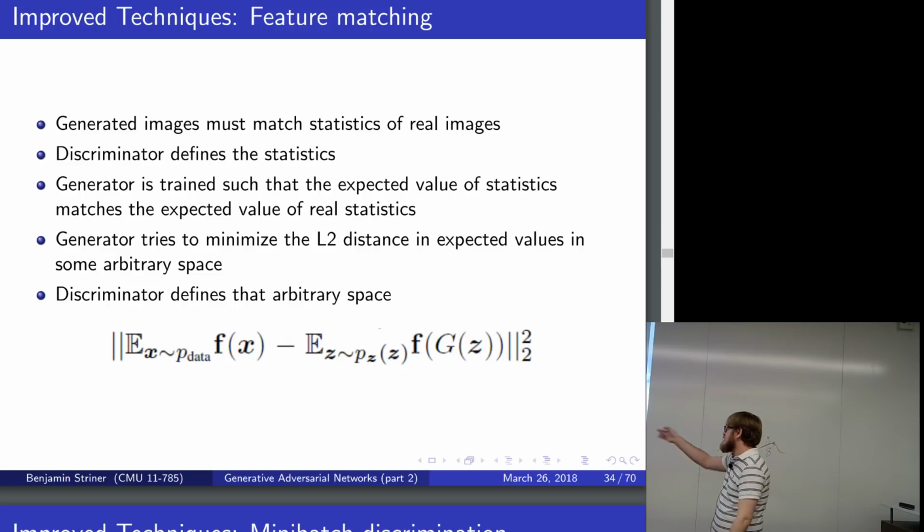The equation is here at the bottom. It's the expected value of x drawn from your data of f of x. Your f is the discriminator, which is giving you a space. The distance between that and the expected value of z drawn from your latent space, put into G, which is your generated images, and then put into f. So it's the distance between what f gives you for real stuff and what f gives you for generated stuff. F is the function. F is taking the place of the discriminator in your other setup.